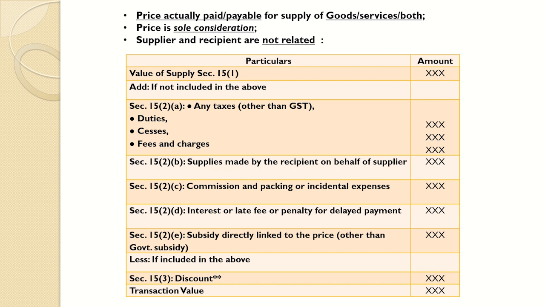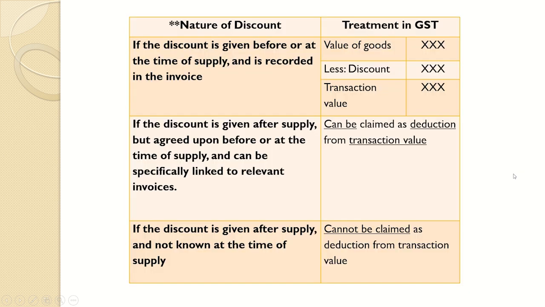Then interest or late fee or penalty for delayed payment is also added. All subsidies directly linked to the price is added. Here the exception is government subsidies are excluded from this aspect. Now, once you calculate this, then you give deduction under 15.3 with respect to discount and then arrive at the transaction value. We'll discuss about what are the kinds of discounts that is allowed in our next coming slides.